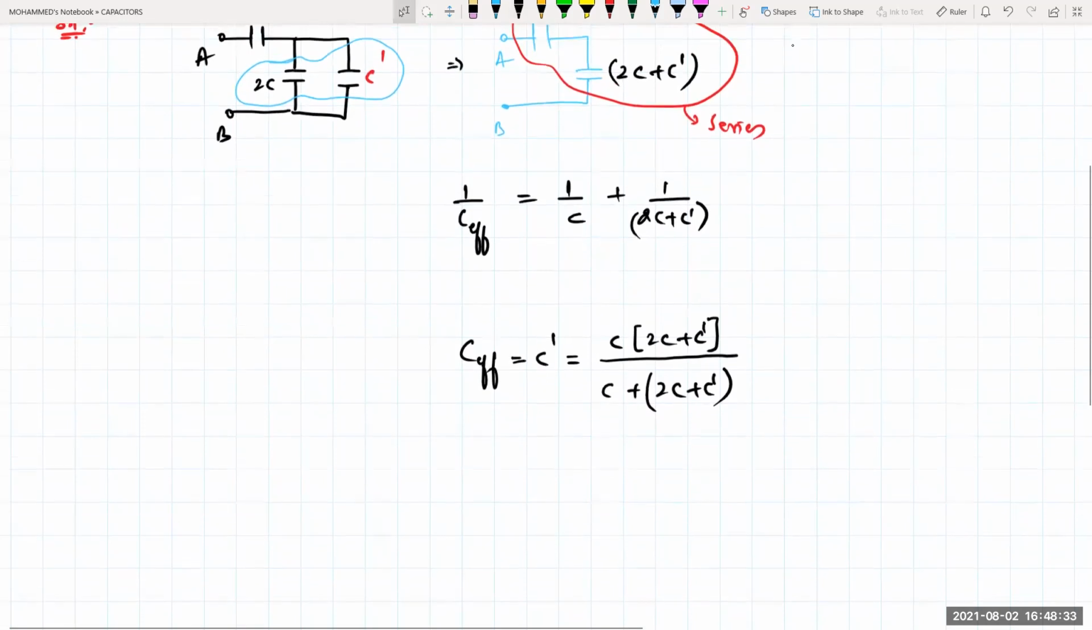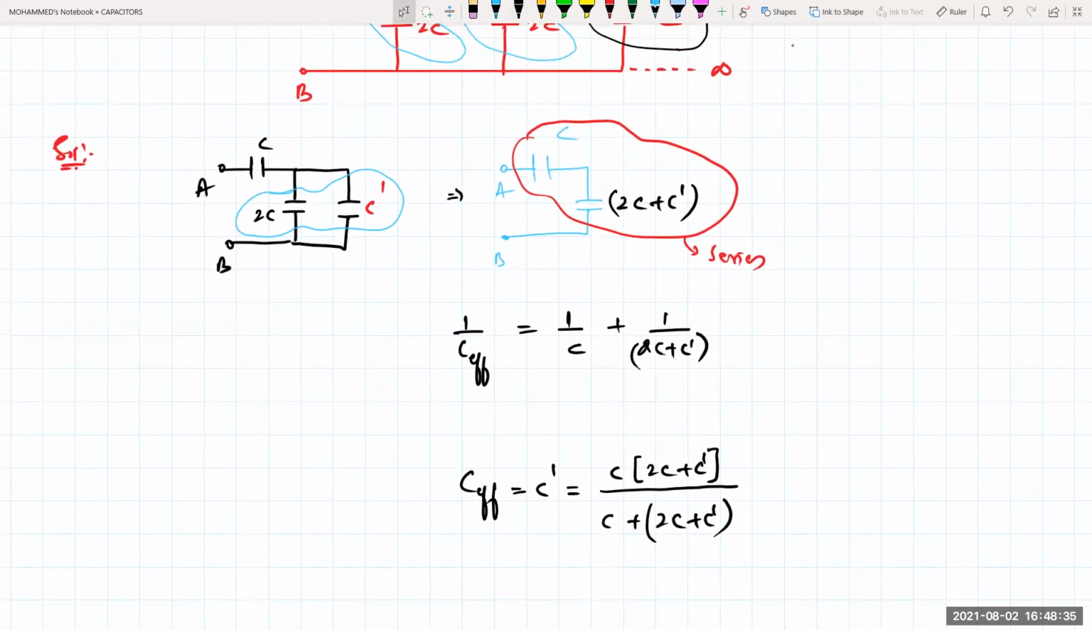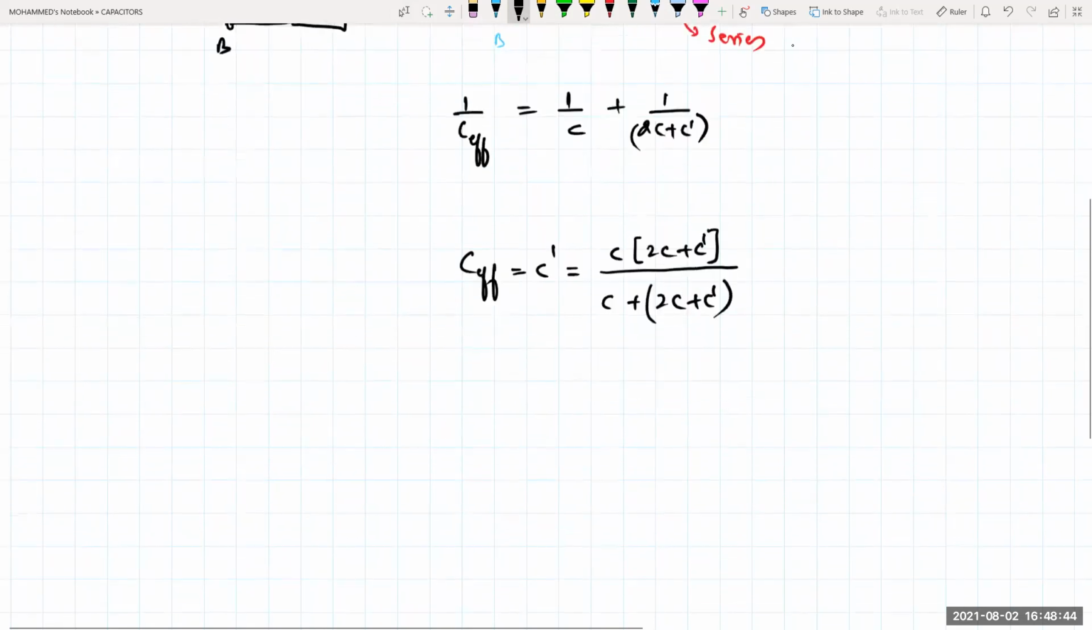What is the condition? Removing the infinite part, whatever name you are giving, you may give C dash, you may give X, you may take it as Z, whatever name you give, for C effective also you take the same name.